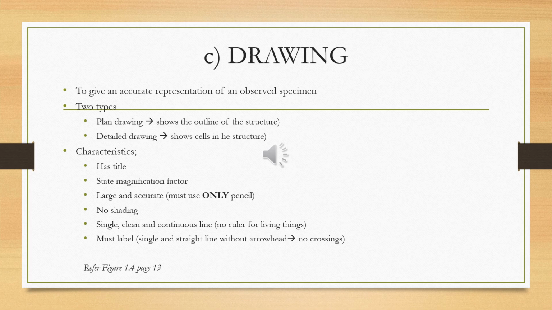What is it for? Cell, cell wall, cell membrane, and so on. And then, no crossing, meaning the lines cannot cross each other. So you have to really adjust your drawing so that they don't cross each other. You can refer to page 13, figure 1.4.